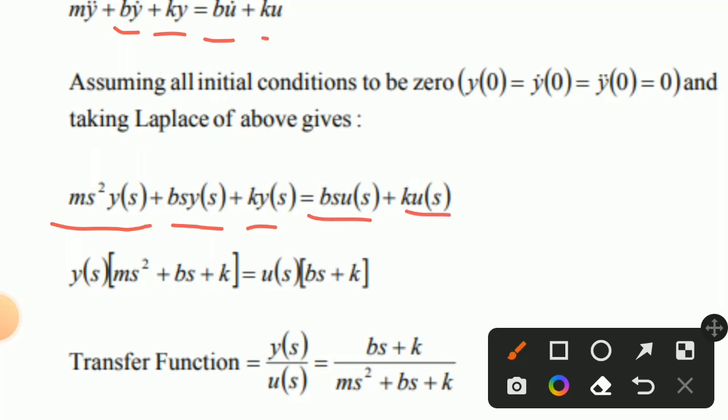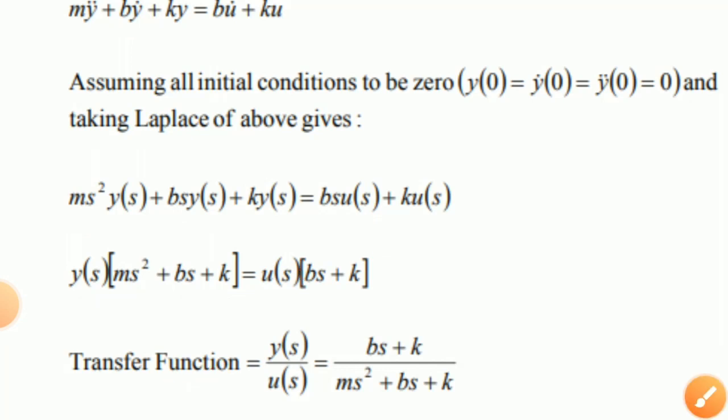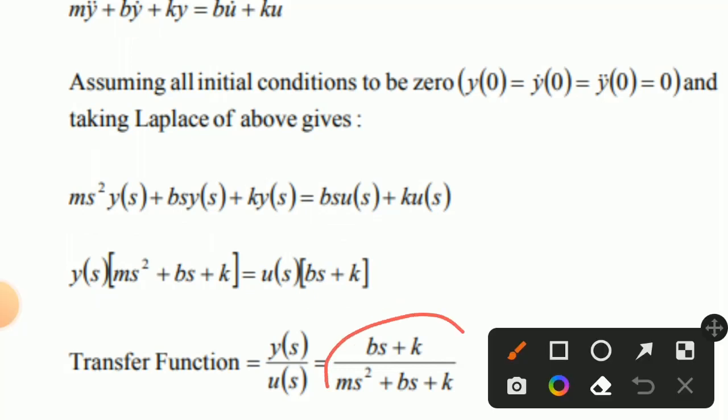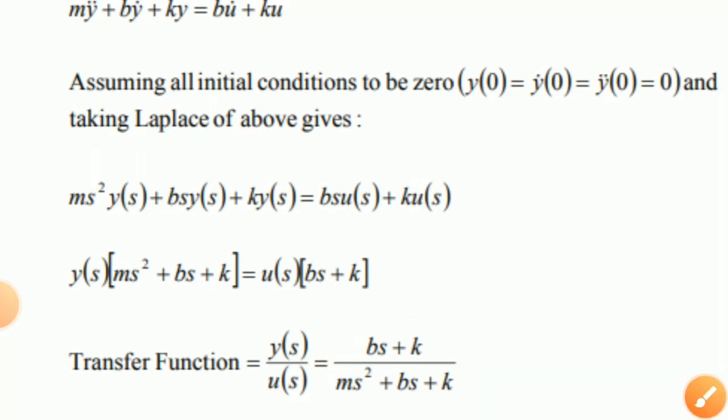Now collect similar terms. So y of s you take common, and in the bracket will remain ms square plus bs plus k. And here you take u of s common, so in the bracket it will remain bs plus k. And take the ratio y of s upon u of s. So the transfer function is bs plus k divided by ms square plus bs plus k. So this is the required transfer function of the system.